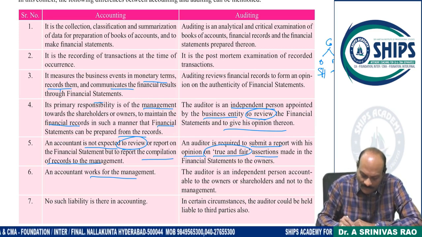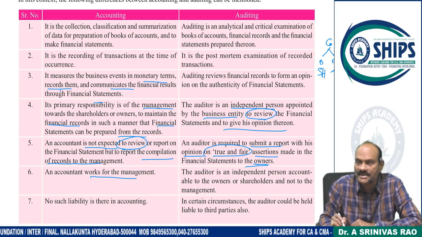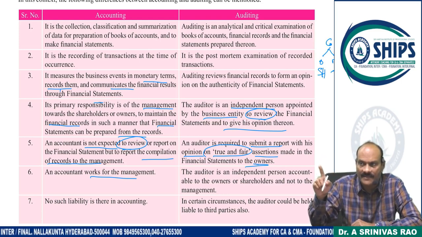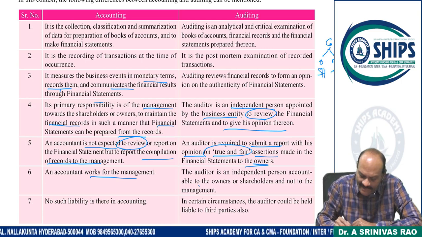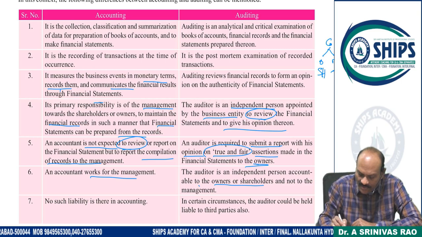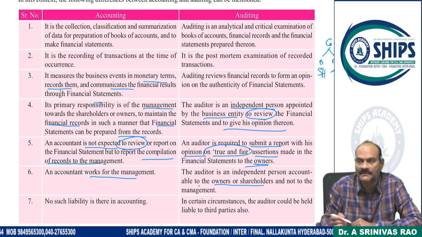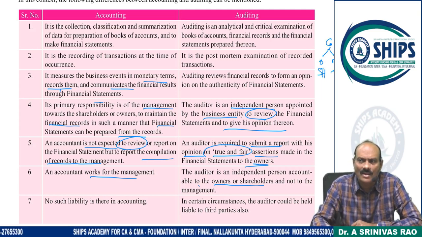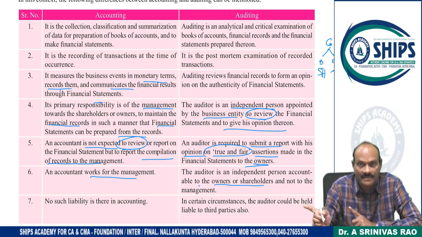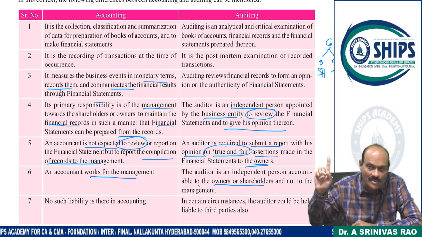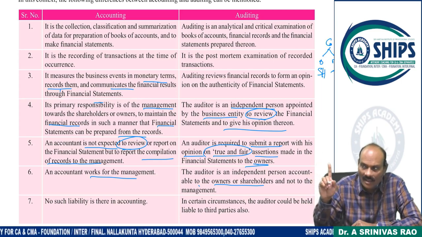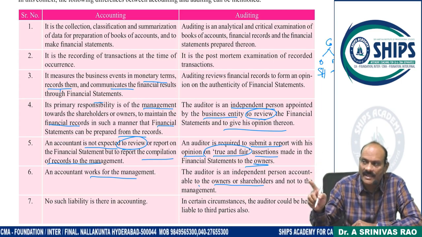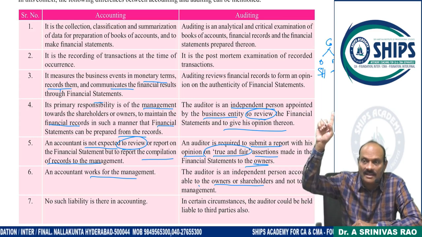And of course, you will submit a report to the owners. Who are the owners? Shareholders in case of a company. And the auditor is an independent person, but is accountable towards the owners, our shareholders, not to the management, of course. Audit appointing authority, remember this simple word. Accountant is appointed by management, hence he is accountable to management. Auditor is appointed by shareholders, the owners of the entity. Always keep in mind, the auditor's appointment always requires an ordinary resolution.